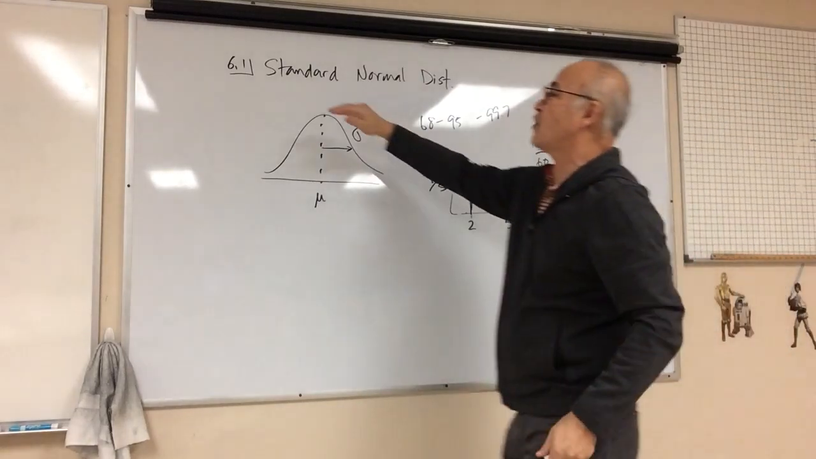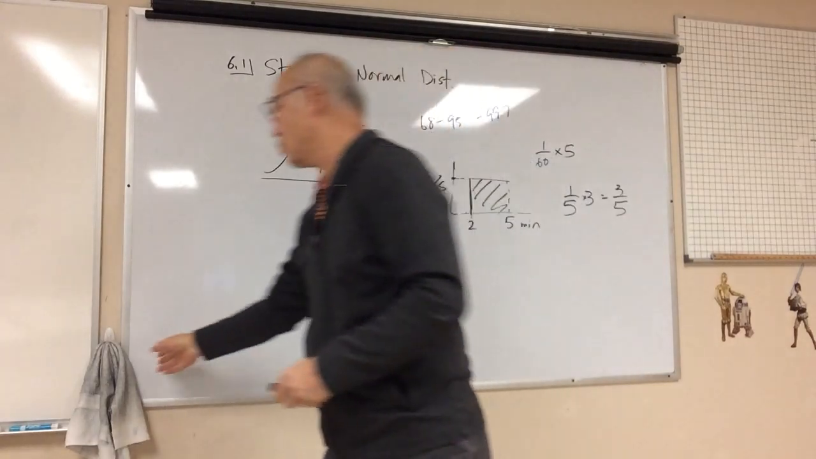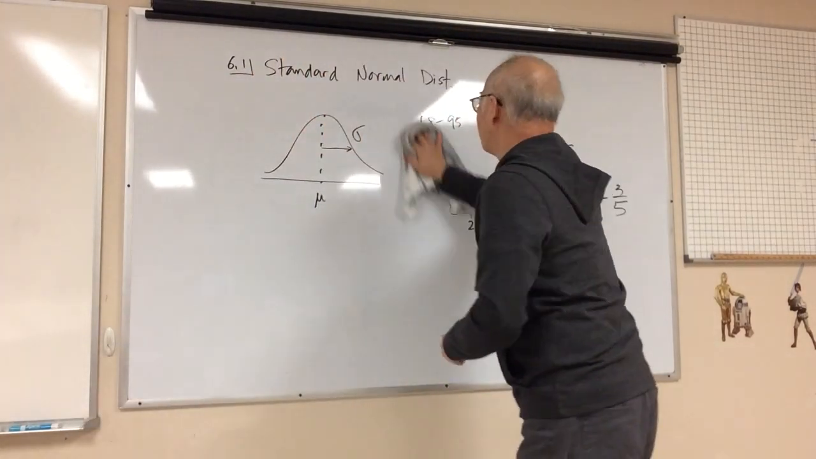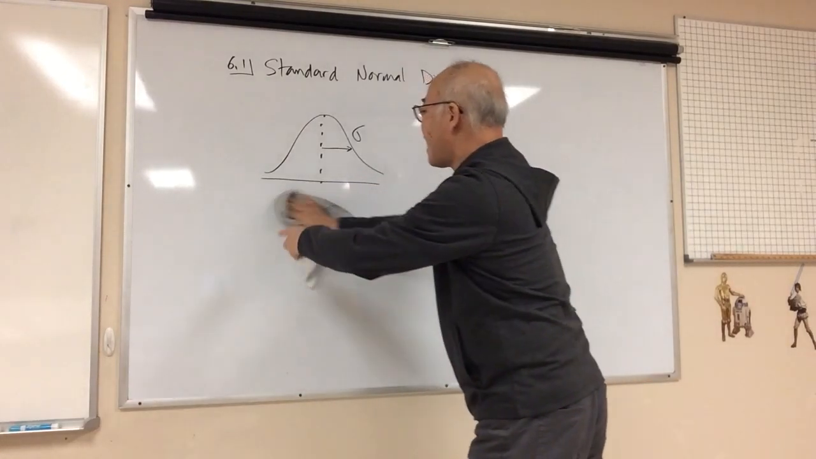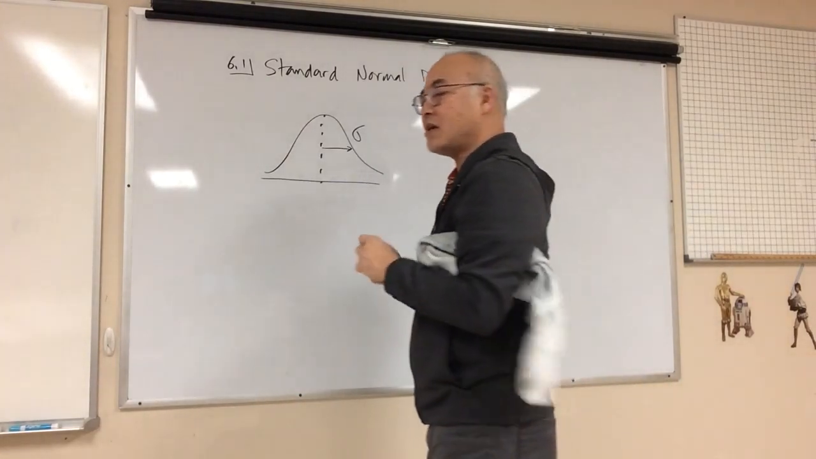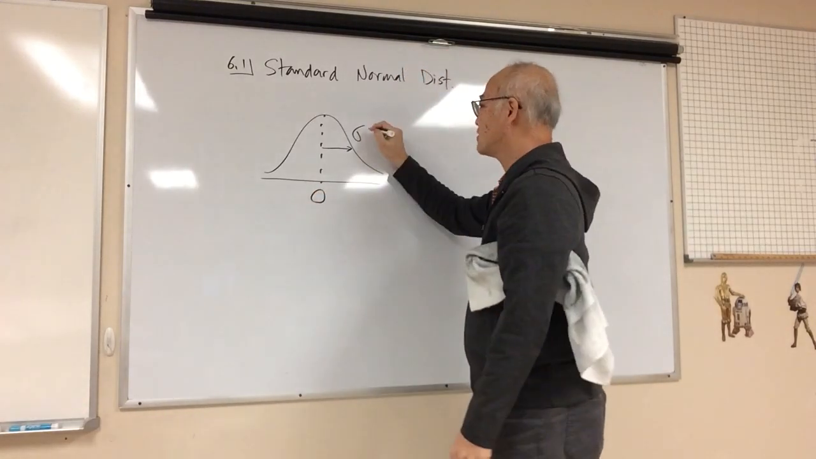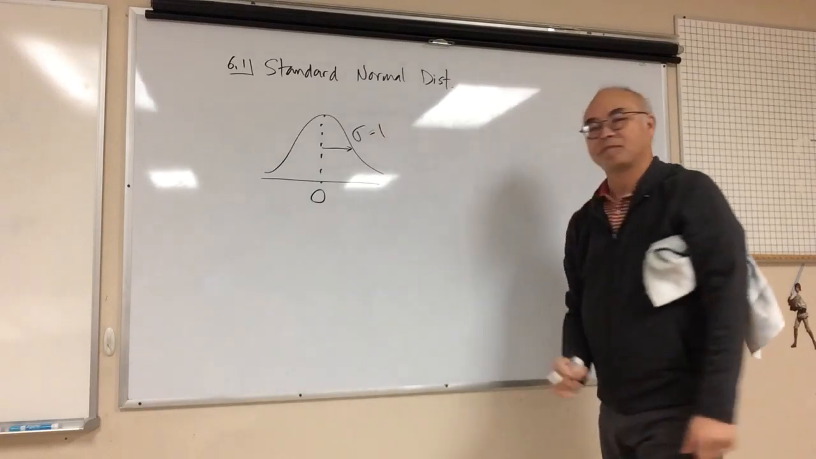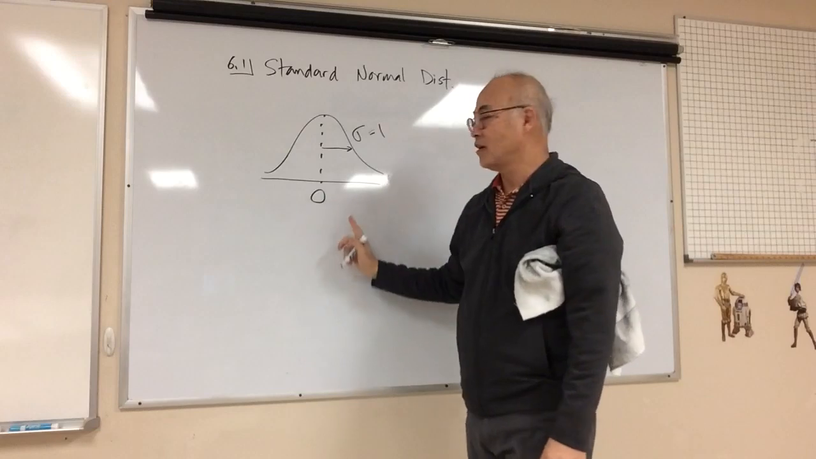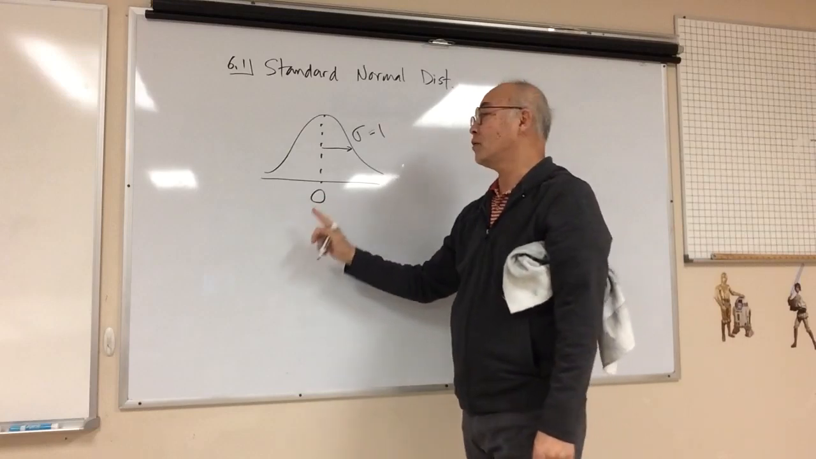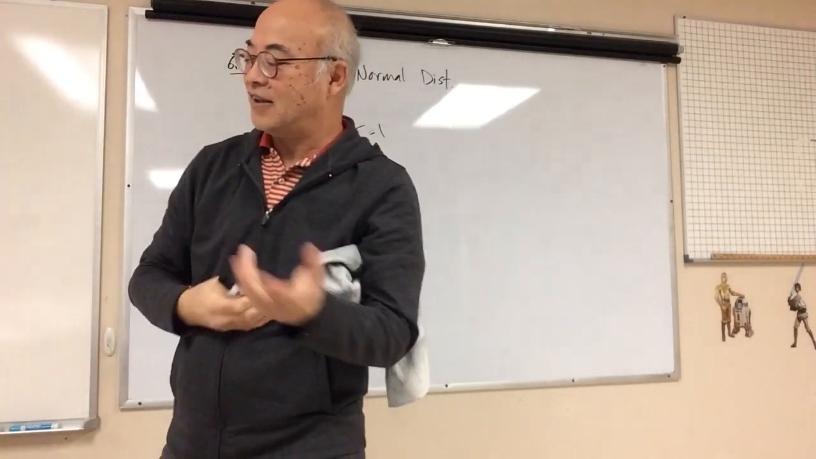We're going to try to define what a standard normal distribution is. Okay? A standard normal distribution is nothing more than a normal distribution that has a mean or average of 0 with a standard deviation of 1. This is what we call the standard normal distribution, when you have a mean of 0 and the standard deviation of 1.